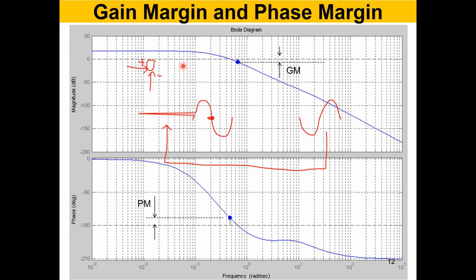Right? So therefore, we say this. So this particular frequency, right, where the phase shift is 180 degrees, right? If you come up, you will see your gain is slightly below 0 dB. 0 dB means 1, unity gain. Now you are slightly below. You are not 1.